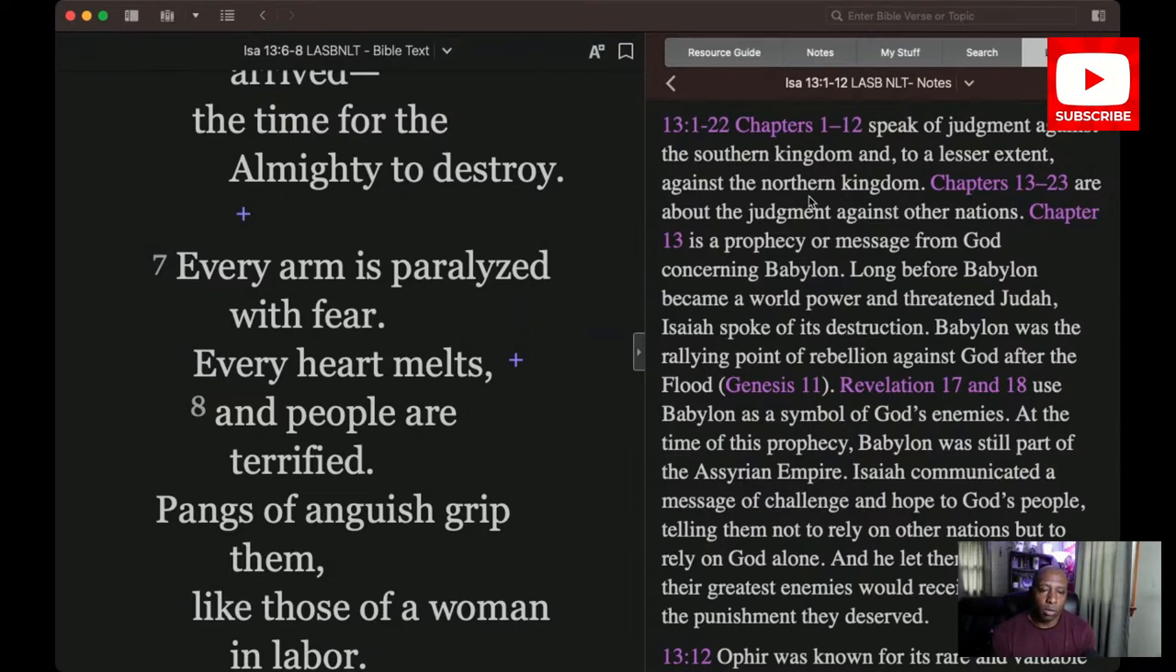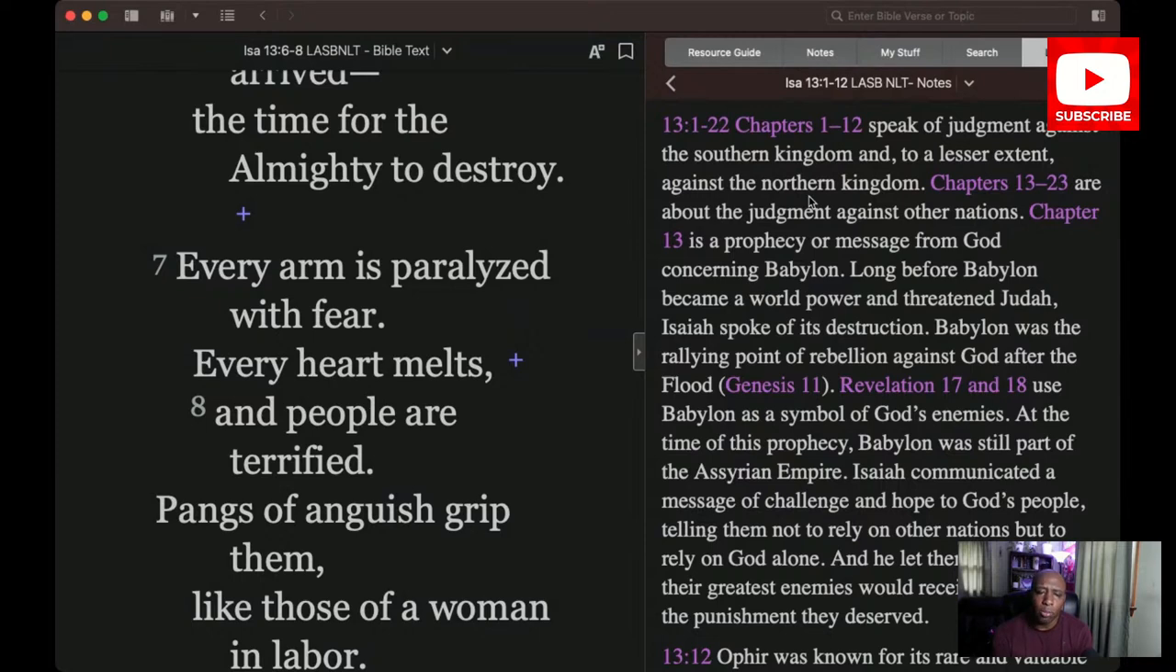Chapters 1 to 12 speak of judgment against the southern kingdom and, to a lesser extent, against the northern kingdom. And chapters 13 to 23 are about the judgment against other nations. Chapter 13 is the prophecy and message from God concerning Babylon. Long before Babylon became a world power and threatened Judea, Isaiah spoke of its destruction.